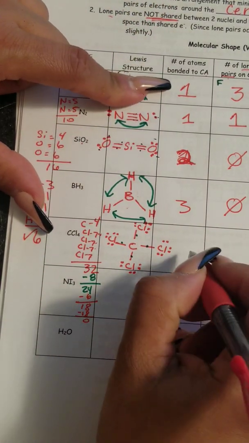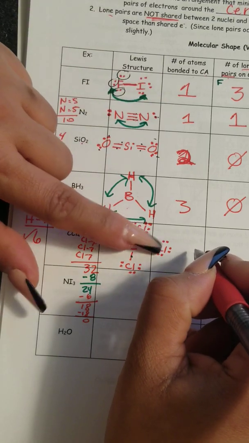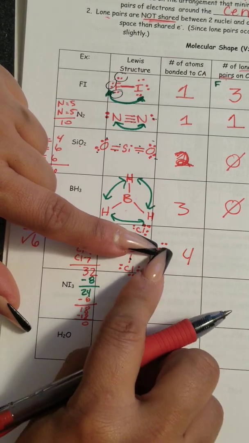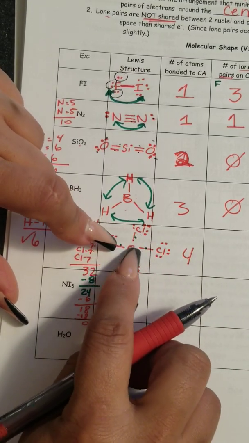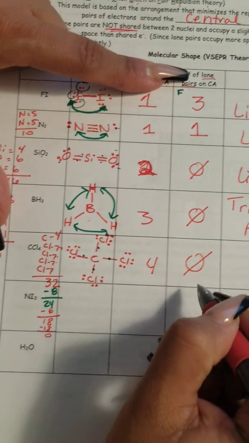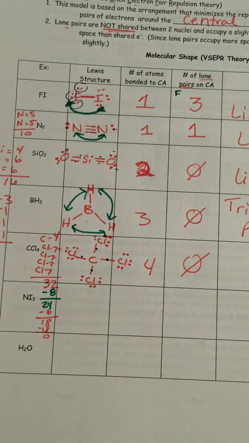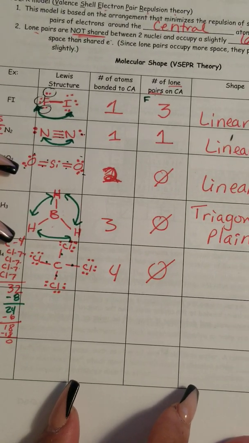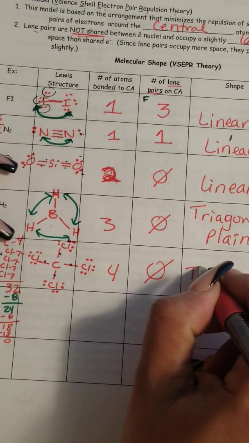Number of atoms bonded to the central atom, 1, 2, 3, 4. The number of lone pairs, is there any? Those are lone pair electrons. Are there any on the central atom? Because that's what this is asking. No, there is not. This looks kind of like a cross. Remember though, we're looking at it on a flat piece of paper. And the one that looks like a cross like this is what we call tetrahedral.